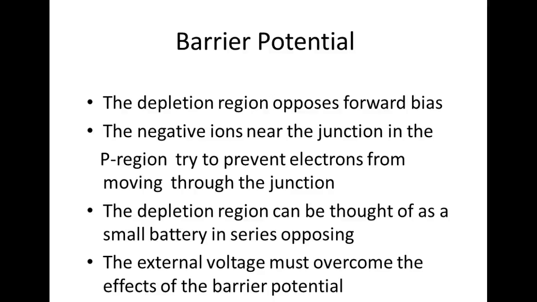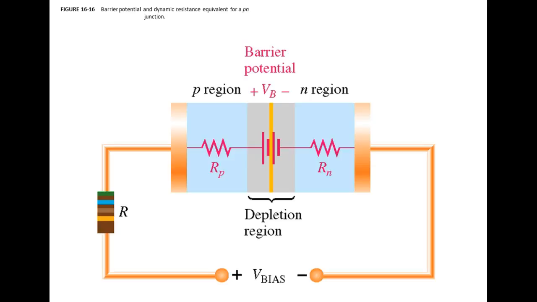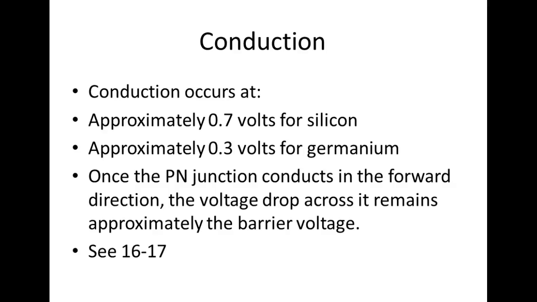Everybody okay on the barrier potential? The depletion region opposes the forward bias, the negative ions near the junction. And this is just a bunch of bull. We already talked about that. So this is what we're dealing with, right? You understand that? And this is why you can't get any work out of the barrier potential, because we have these resistors in the end. Okay, y'all understand that? Okay, so what's going to happen?